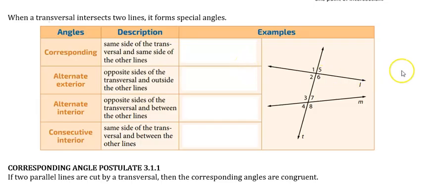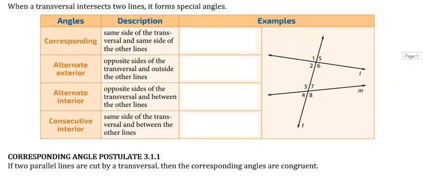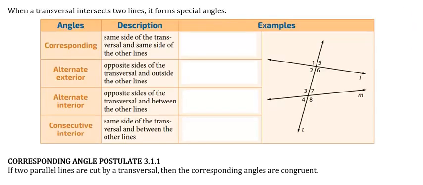When a transversal intersects two lines, it forms special angles, and this is why you have to know which one the transversal is. So it's going to form some special angles. I'm going to highlight my transversal here in yellow. Notice this time it's still named T. Again, we're trying to make it easy for you, but it won't always be T. So, different types of angles that we can have when we have a transversal.